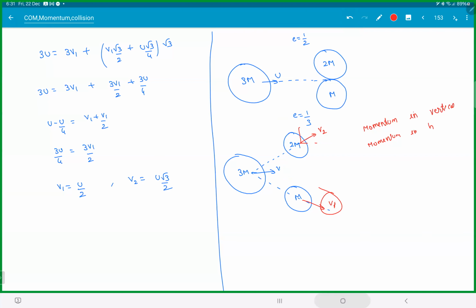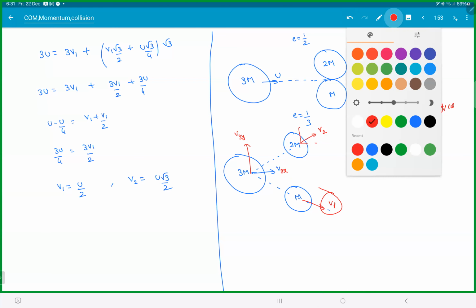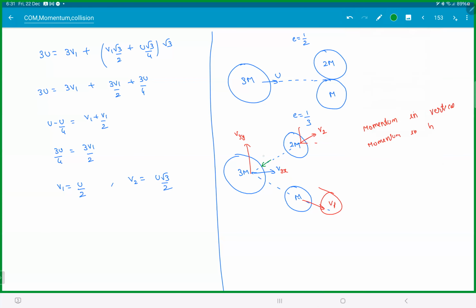This is also a mistake. See, this is V3x. This will be V3y. There's no guarantee 3m will go horizontal, no? Because the masses are different, these normal reactions will be different now. This will be N1, this will be N2. So you have 4 variables. Now the 3m also will go in some weird direction.